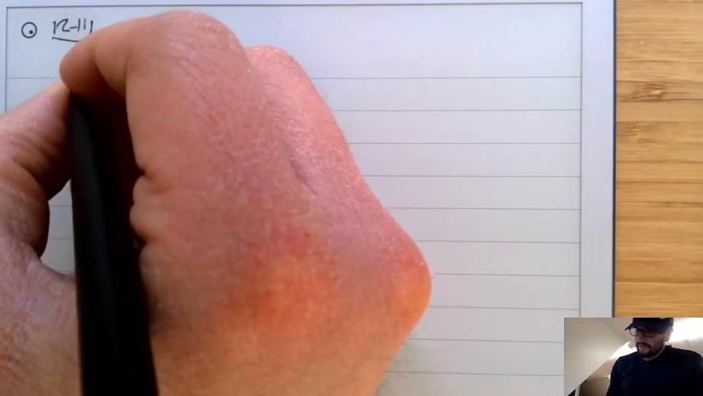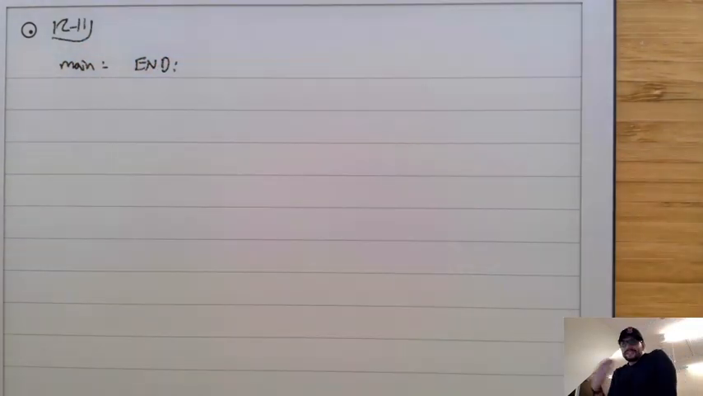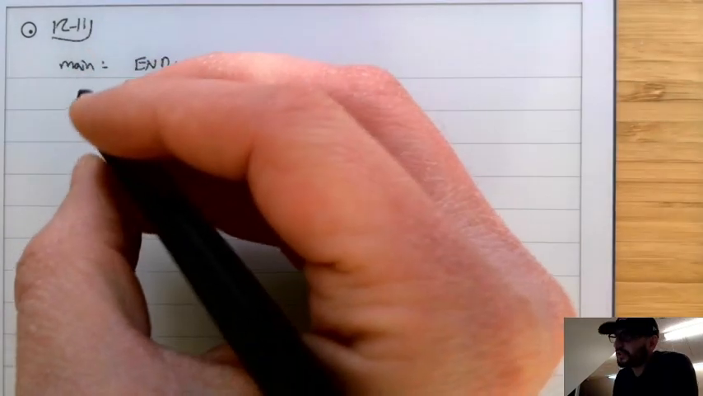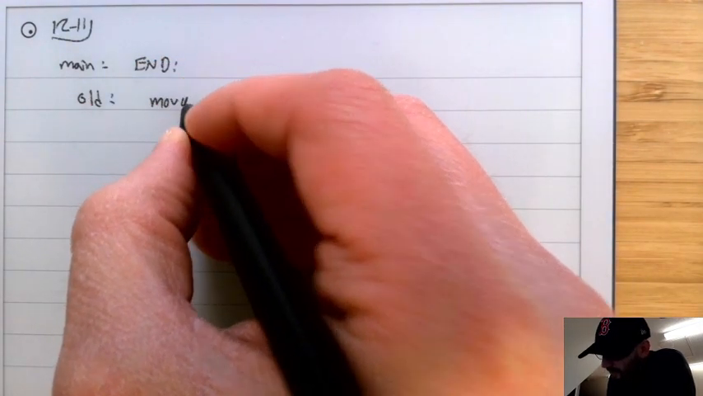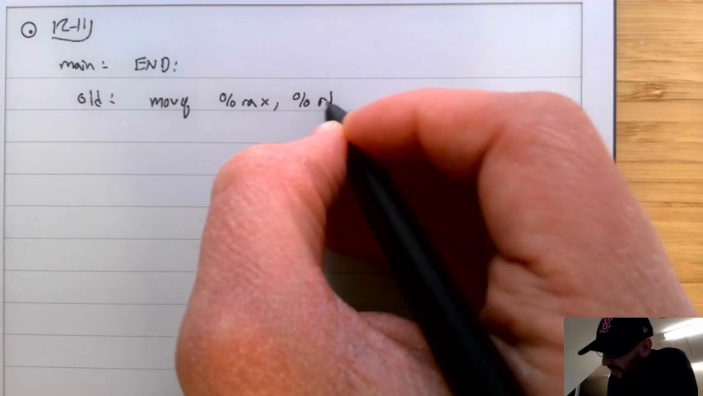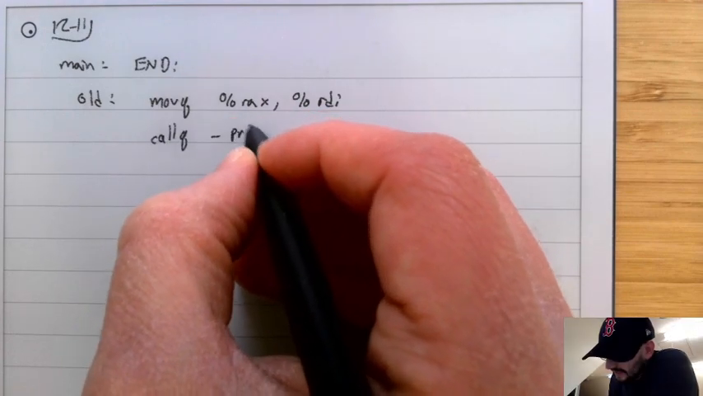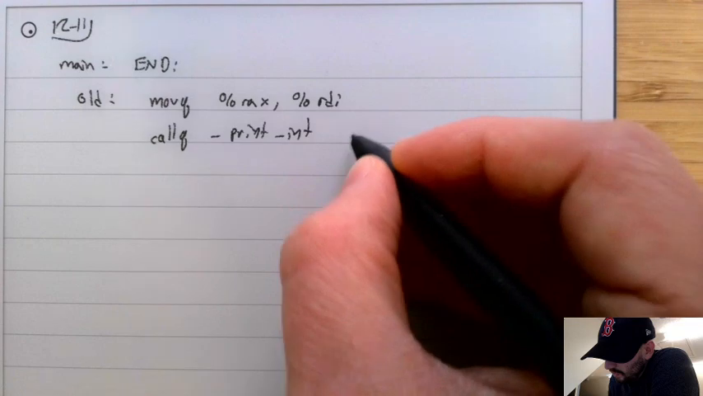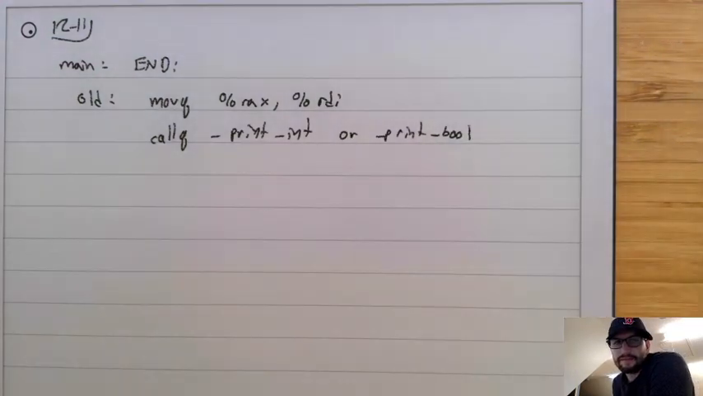All right, 12.11. What does main do for the end block? It's basically going to do the opposite. So the old code would do a movq of RAX into RDI. Then it would call printint or print bool, and then it would be done.